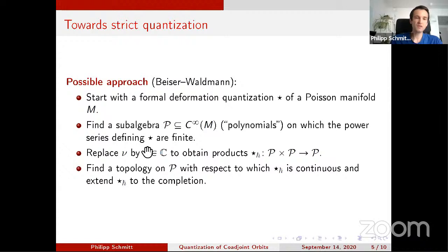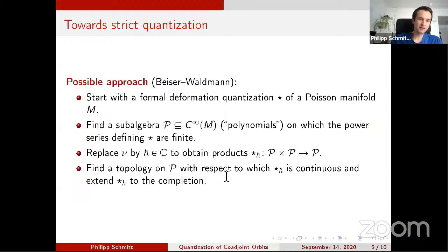And if you have a finite sum, then we can replace this formal parameter nu by an actual complex number, and we obtain a real family of products. So that means for every value of h bar, we get a product on the subalgebra that we chose in the beginning. And of course, such an algebra might not exist in general, but at least in a lot of examples, for example coadjoint orbits, it will exist, and there will be a canonical choice of such an algebra.